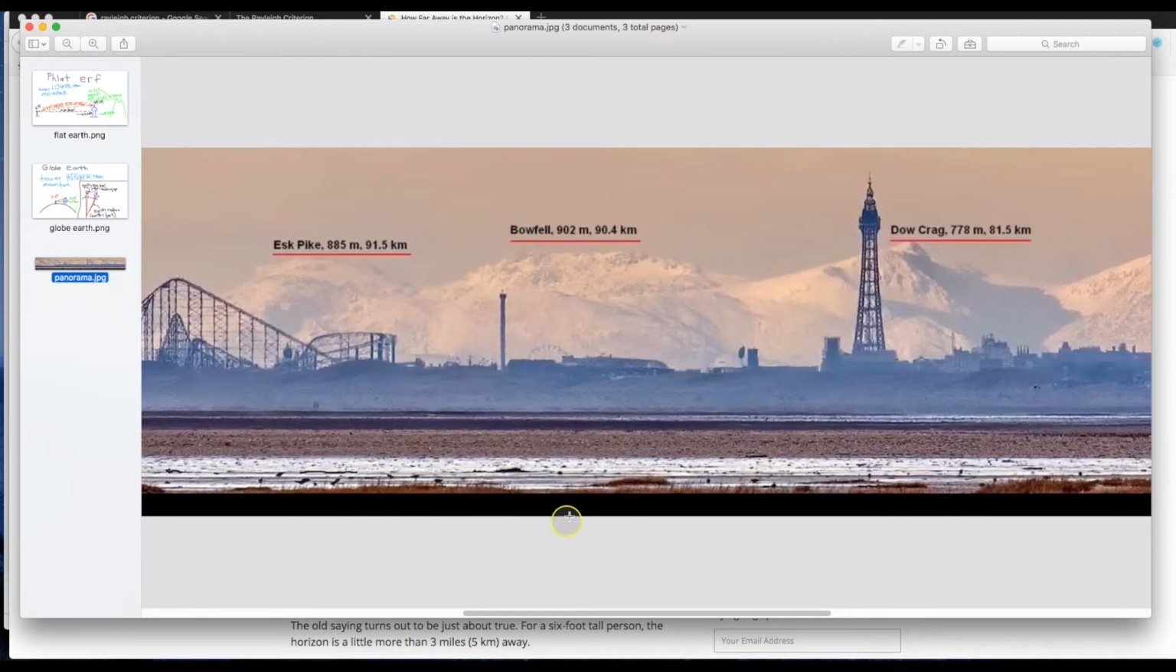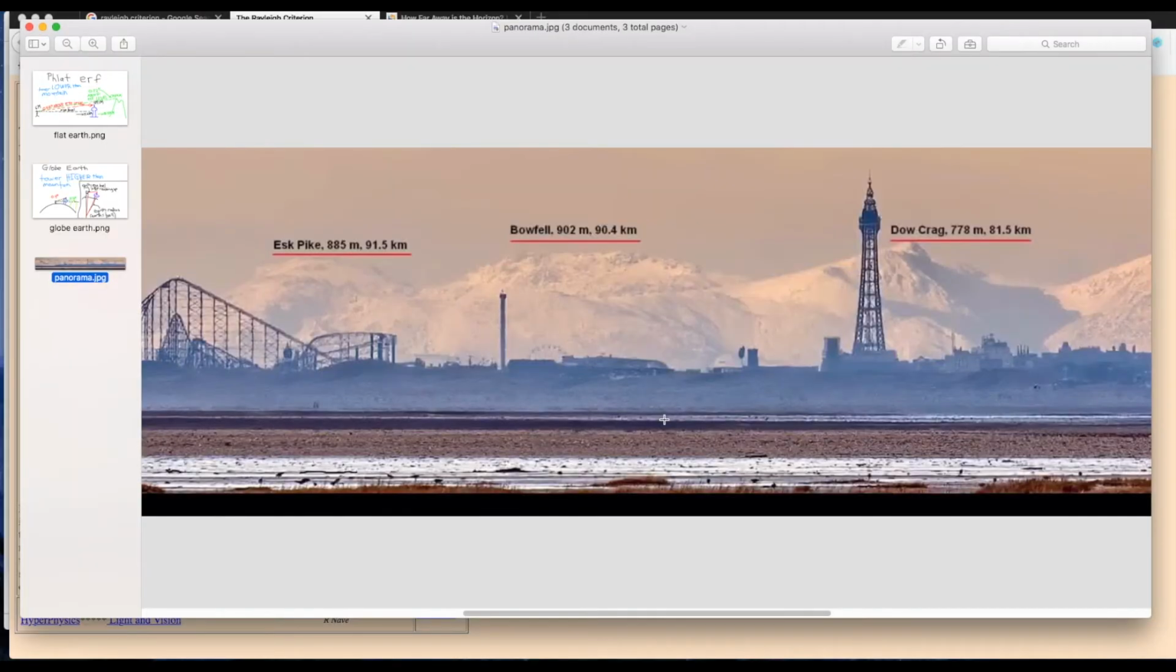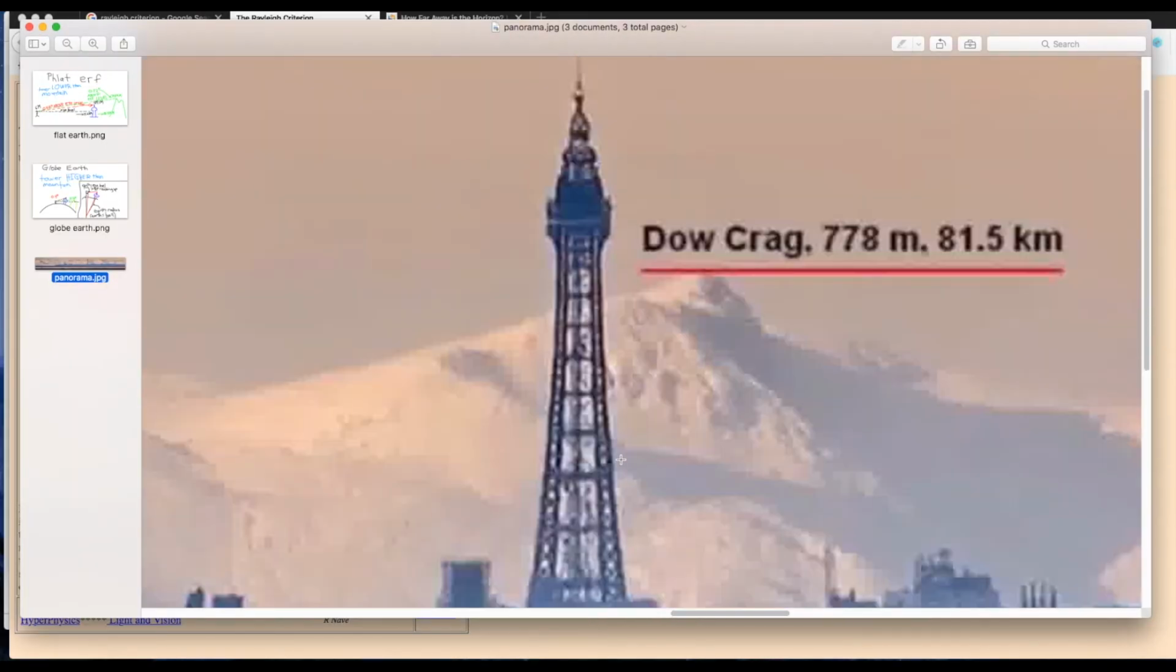And while I'm looking at this picture, I would like to address the Rayleigh criterion. It means minimum resolvable detail. If we come back to the photograph, it certainly looks to me like there's a lot of detail that can be seen. You can see the individual support struts of the tower. You can see mountain ridges behind it. You can see the crags in the cliff face behind it. You can see all sorts of stuff everywhere.